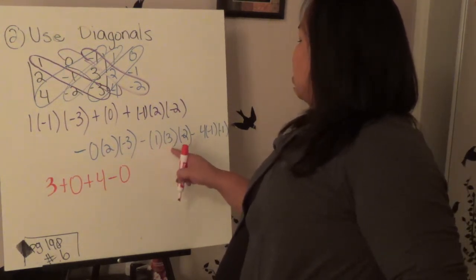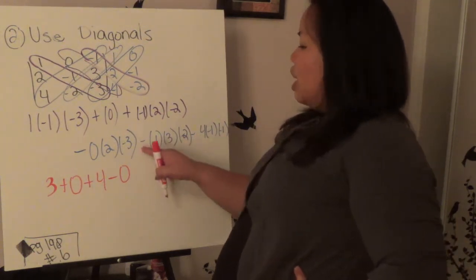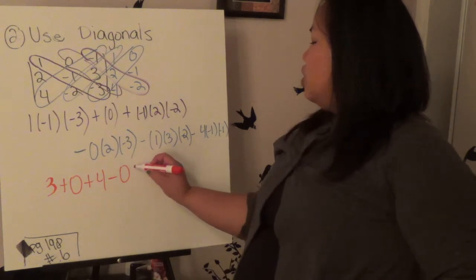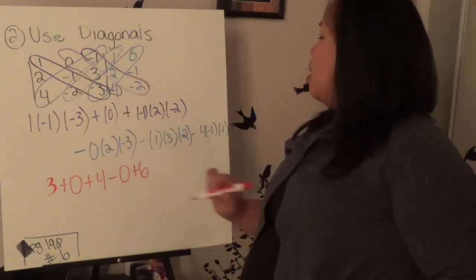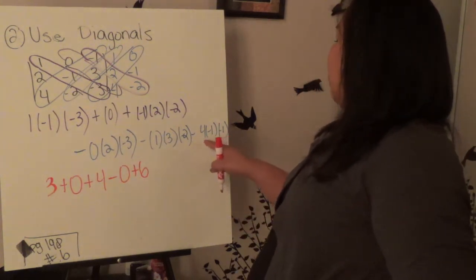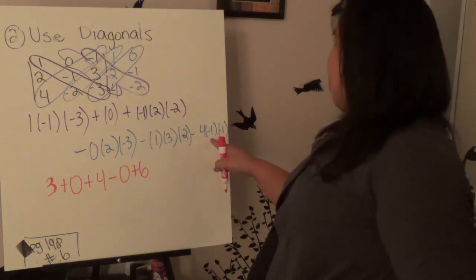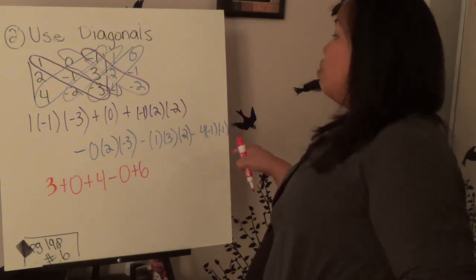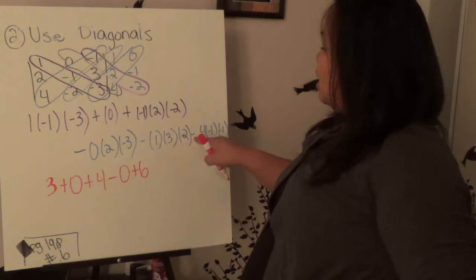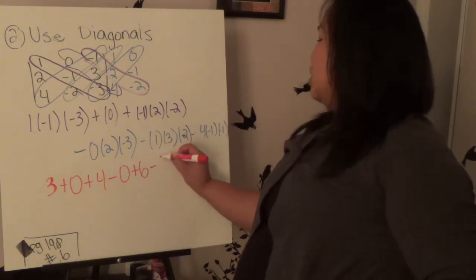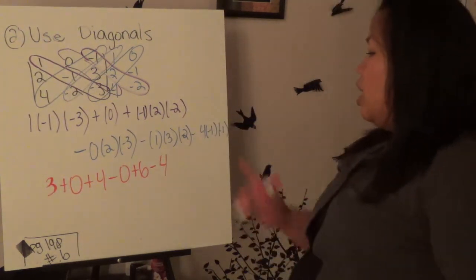We have 1 times 3 times -2. 1 times 3 is 3 times -2 is -6. But that subtraction is a negative also. So a negative and a negative gives us a +6. This is 4 times -1, which is -4, times another negative 1, which makes it positive 4, but this negative again brings it back, so we're back to negative 4. And now we just do the math.